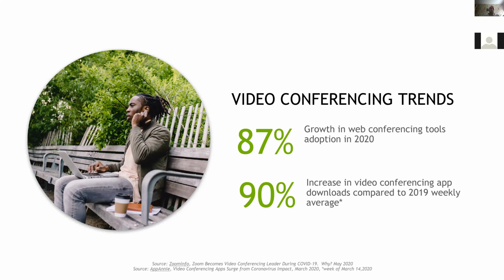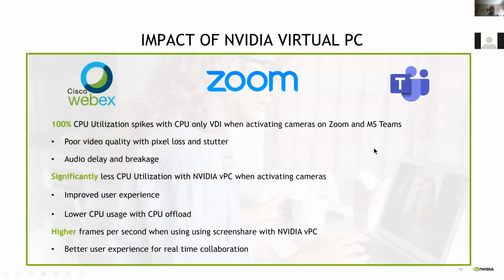Now, those trends have mainly meant that the utilization spikes on the CPU have gone significantly higher. That's resulting in poor video quality. It's increasing the demands on the CPU, with utilization being off the scale. So with a GPU accelerated environment, the experience has been much better.